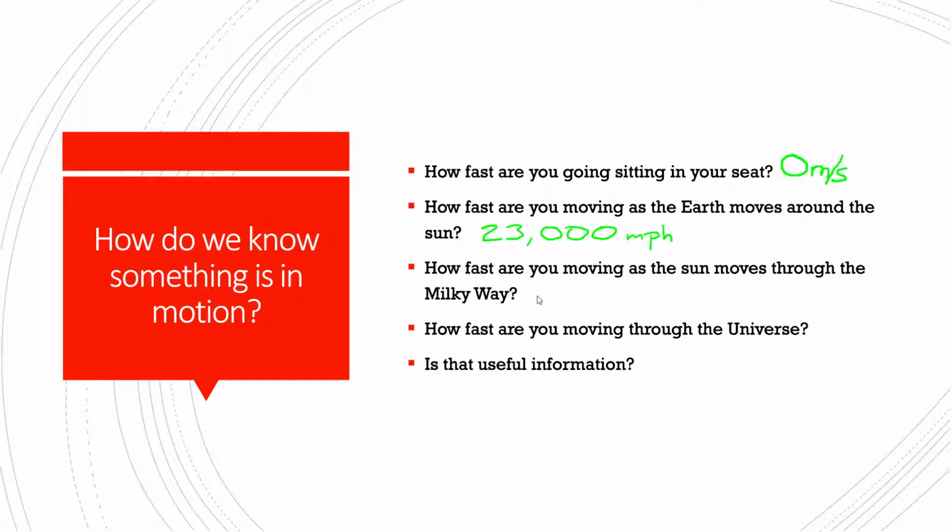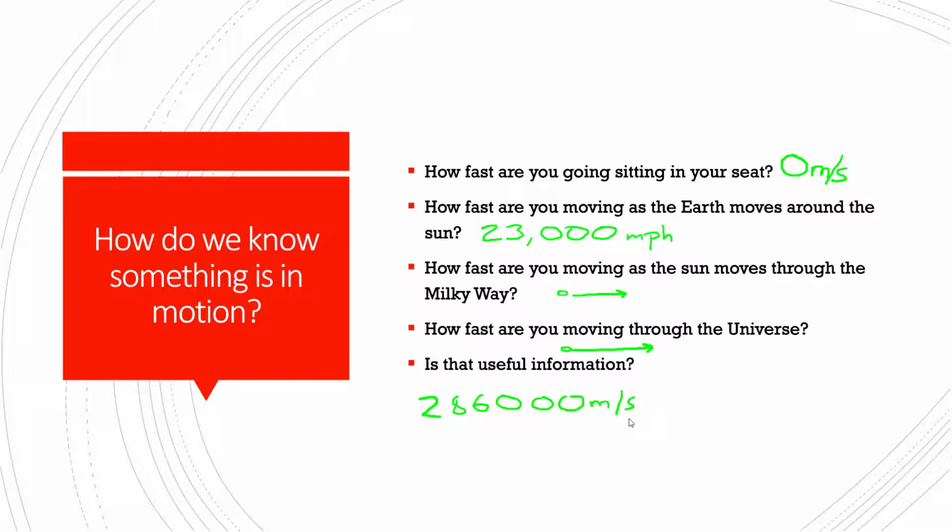Now, what if I told you you were going even faster because the sun is also moving through the Milky Way, and the Milky Way is moving through the universe? Now, maybe you are going 286,000 kilometers per second. Well, you won't be. That's faster than light, but maybe meters per second. Maybe you're going very quick, but is that useful?